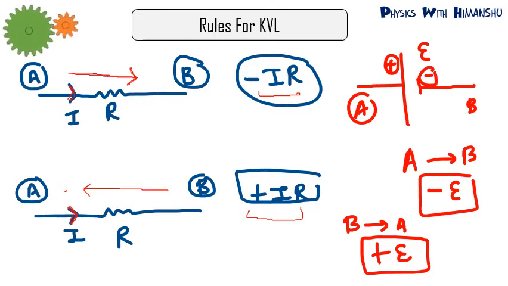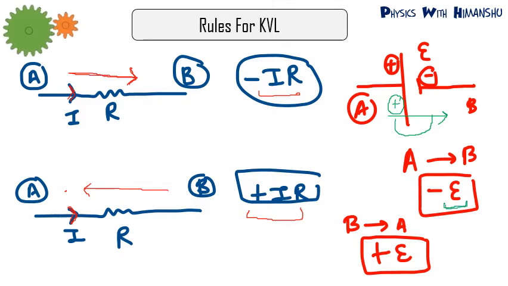These two rules are very important. If there is an electric battery in your path, and suppose you are going from A to B, the first terminal that you will meet will be positive. So if you meet the positive terminal, you have to write minus E.